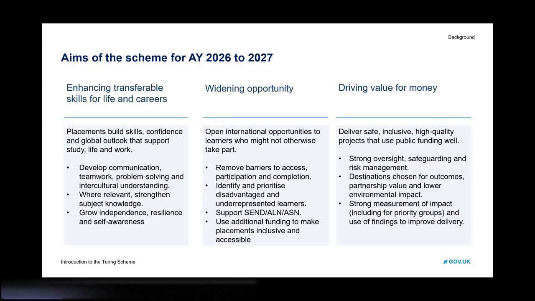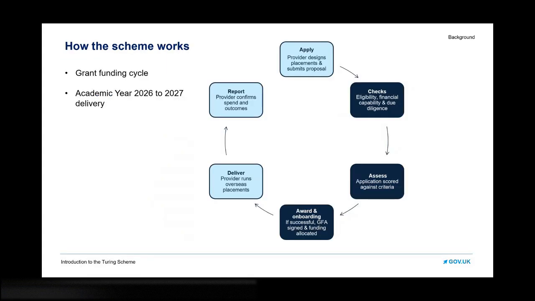Next, we'll look at how the scheme works. From application through to reporting, your journey has six steps. First, apply. Check your eligibility, the funding rules, and the assessment criteria. Design placements to deliver the 2026-27 aims of enhancing transferable skills, widening opportunity, and driving value for money. Choose destinations and prepare responses to the assessed questions. You can submit one application per sector in schools, FE or HE, with consortium applications possible for groups of providers in schools and further education.